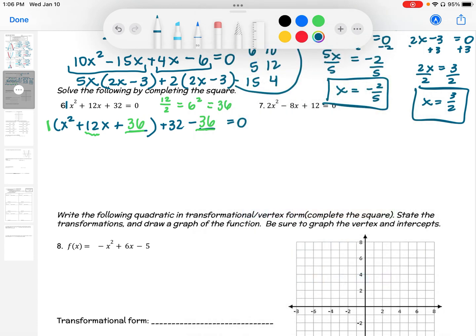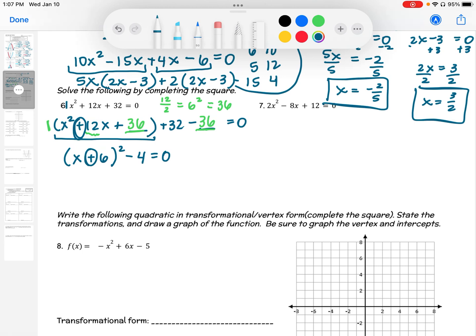All right, so now we need to factor what's in the parentheses here. So this should always be a perfect square trinomial. So this will be x plus 6 squared. Remember that this sign should always match this sign. And then we have 32 minus 36 on the outside, so that'd be minus 4 equals 0.